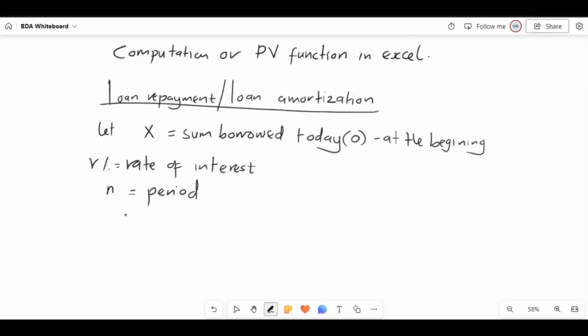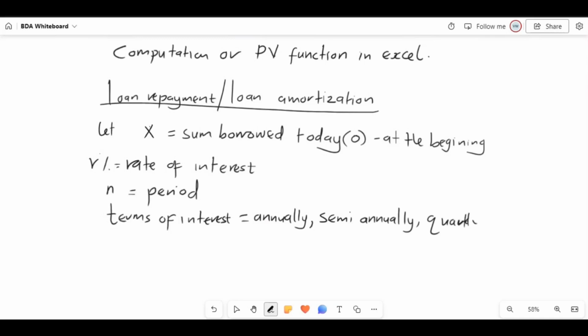Then another important thing is that we have to know the terms of the interest. What are the terms of interest? The interest can either be annual, which means it is charged on a single year, or semi-annual, twice in a year. It can be quarterly, or it can be monthly, depending on how the question is presented.